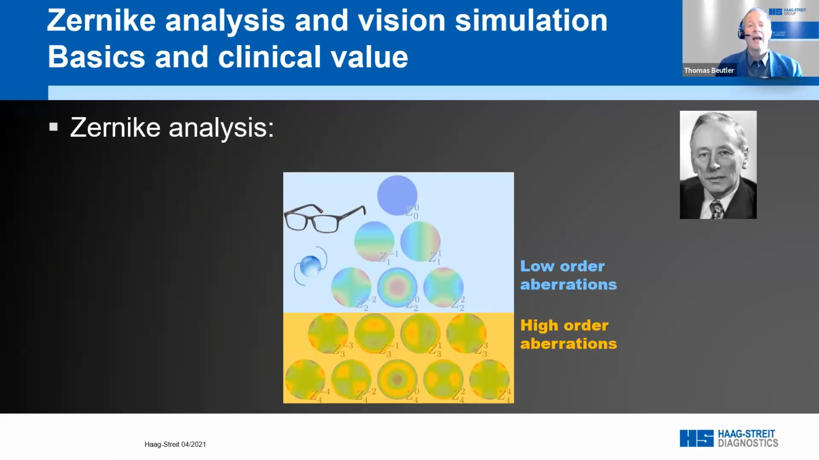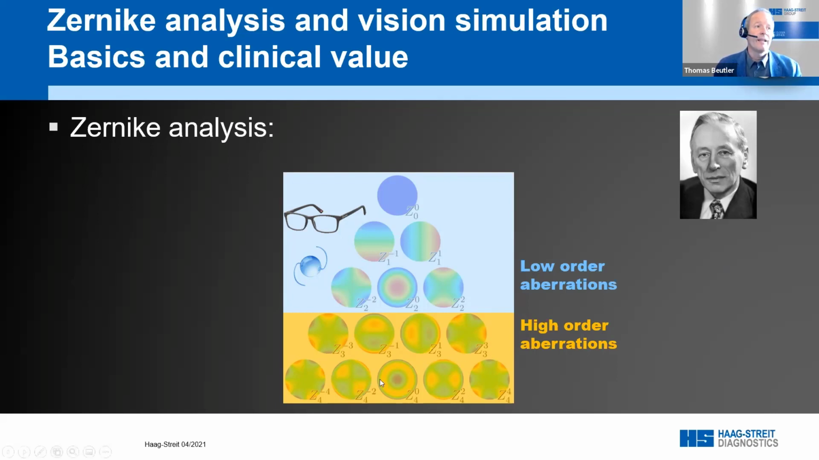So if we have high coma, then the patient will always suffer some vision impairment, even if we have a perfect correction of everything in the lower order aberrations, if we correct for the astigmatism or if we correct for the defocus.